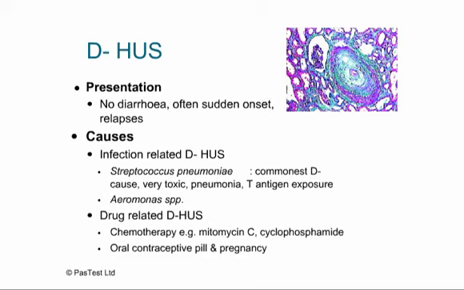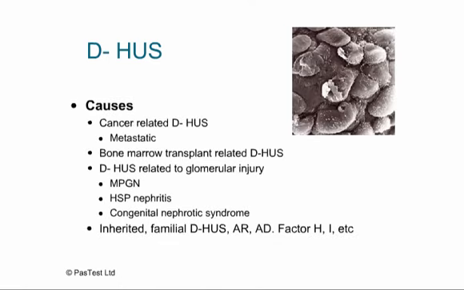The oral contraceptive pill and pregnancy in older paediatric patients have also been shown to cause HUS. It can be related to malignancy, and typically metastatic malignancy can trigger D minus HUS. Bone marrow transplantation can produce D minus HUS, as can other glomerular injuries such as our old friends membranoproliferative GN and HSP nephritis. And interestingly, there have been some rare reports of congenital nephrotic syndrome producing D minus HUS.